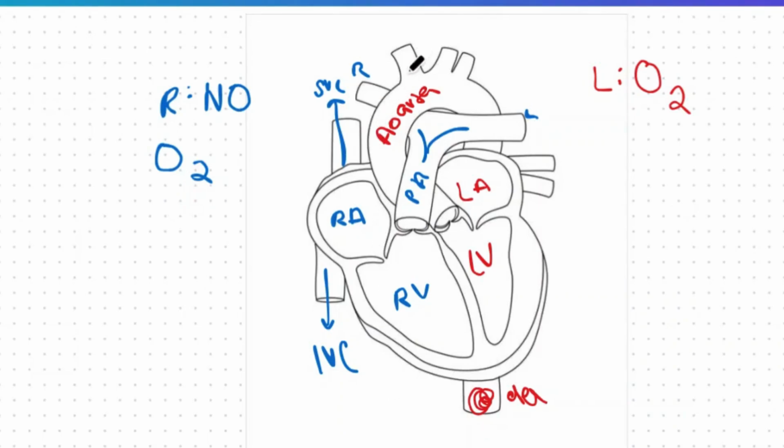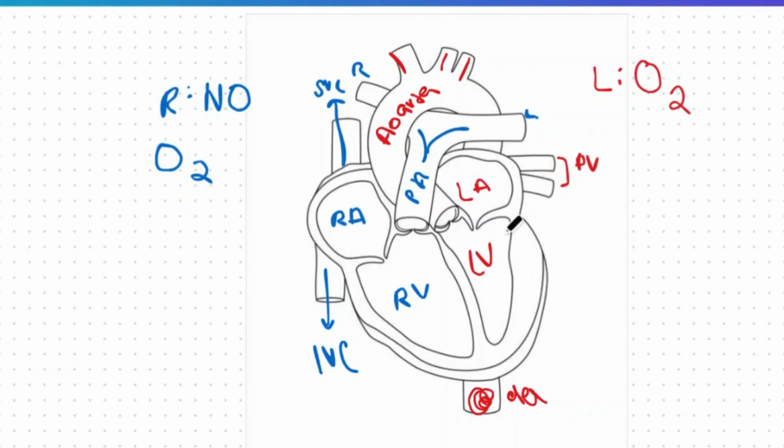And this is the ascending aorta, which pumps blood to your upper extremities, similar to the superior vena cava and inferior vena cava. And lastly, we have the pulmonary veins, which are these two. These are what bring the oxygenated blood from the lungs back into the heart.